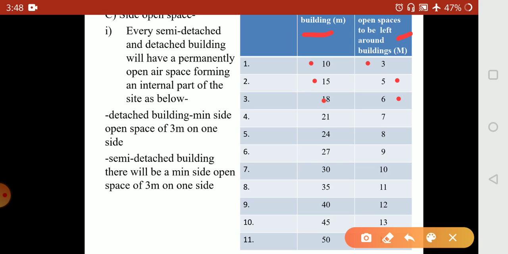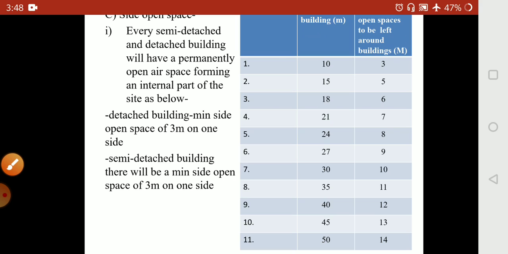If there is 18, then 6; 21, 7; 24, 8; 27, 9; 30, 10. For 35-meter height of the building, the side and rear space is 11. If there is a 40-meter height of the building, then the rear and side open space is 12. If there is 45 meter, then the rear and side open space is 13 meter. And if there is a 50-meter height of the building, then the open space around the building, side and rear, is 14 meter.